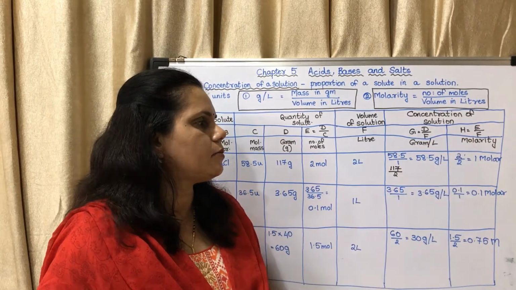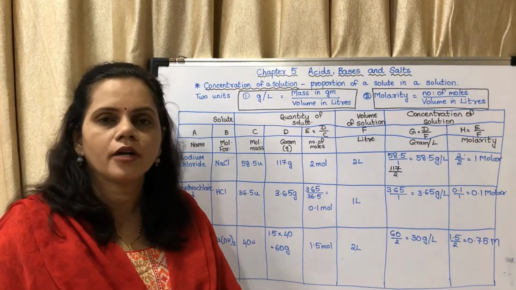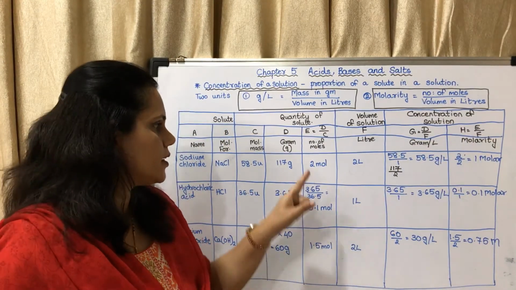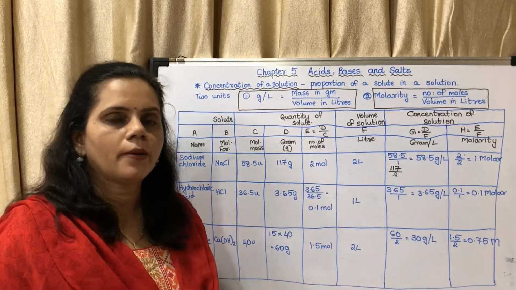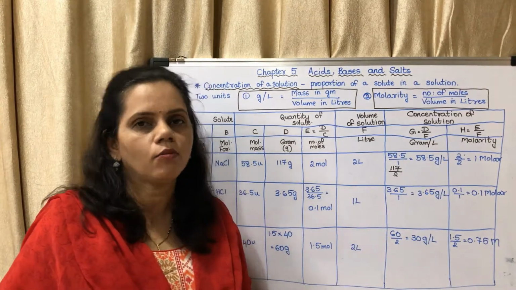How will you calculate the molarity? The molarity is number of moles upon volume in liters. How many moles? 2. How many liters? 2. So 2 upon 2 will give you 1 molar.